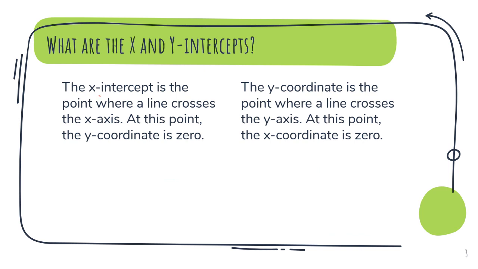So the x-intercept is the point where a line crosses the x-axis. So we have the x-intercept crossing the x-axis. At this point, the y-coordinate is 0.